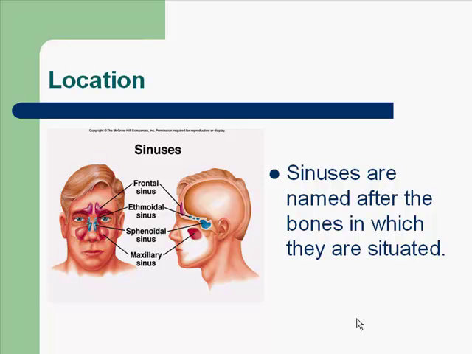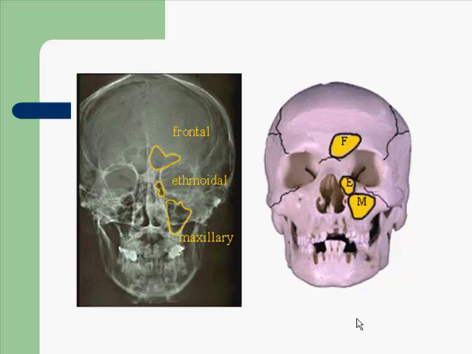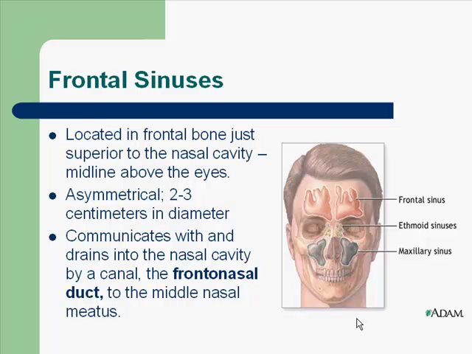Again, sinuses are named after the bones in which they are situated. Here's just a nice picture of the frontal, ethmoid, and maxillary. The sphenoid sinus is more posterior. If we talk about the frontal sinuses, they're located in the frontal bone, just superior to the nasal cavity, midline above the eye. If you go right above the eye, that's where you can touch the frontal sinuses. They're asymmetrical, 2 to 3 centimeters in diameter.